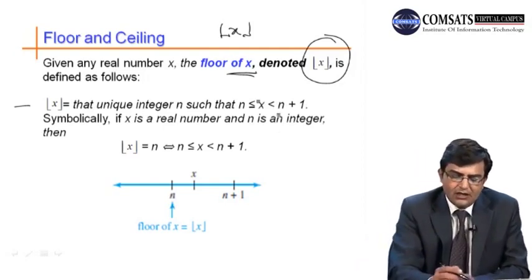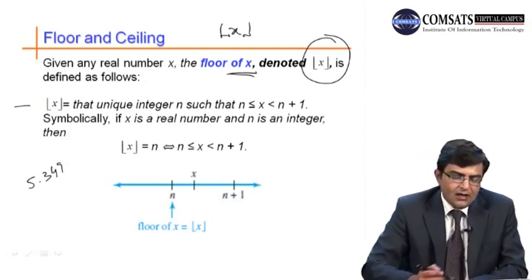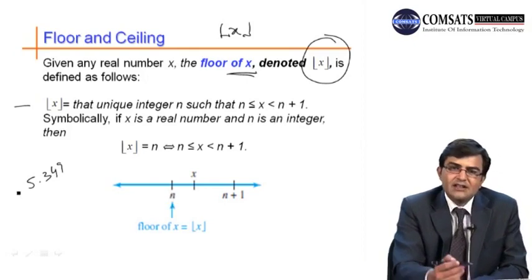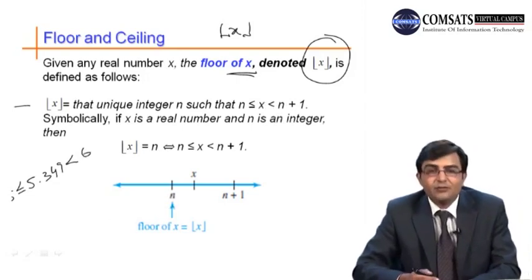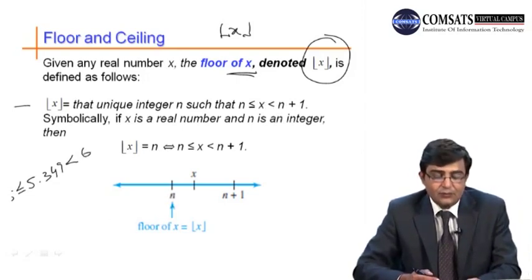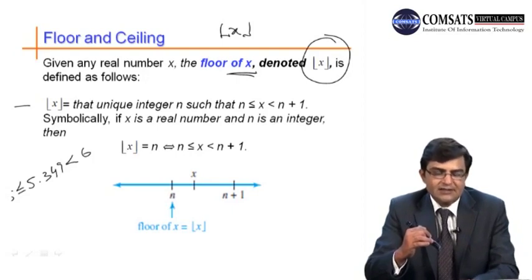So why do we call it a floor function? Because if we write any real number, for example 5.349, we see what the immediate lesser number is, and the immediate greater number is 6. So for 5.349, what is the immediate lesser integer of this number? We are talking about integers. What is the immediate lesser integer, and what is the immediate greater integer than this number?